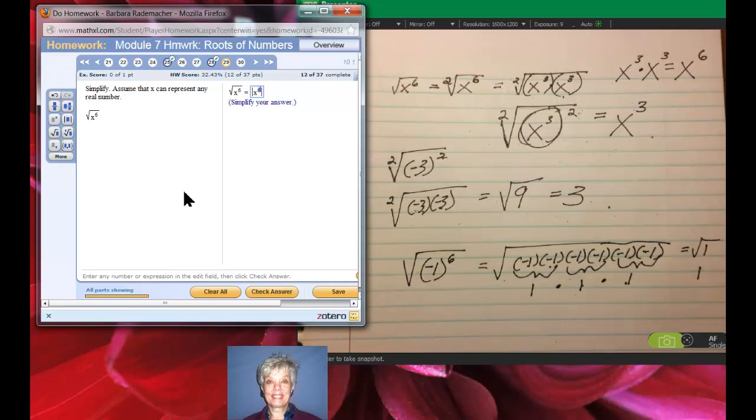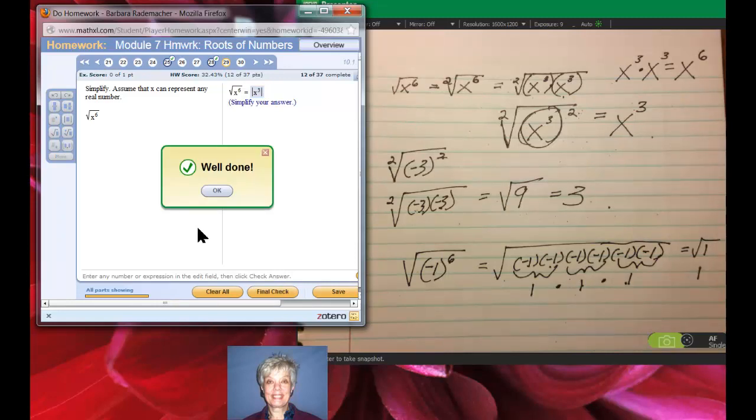Now it's 3. I finally made them happy. You see, a negative number raised to the 3rd power would still be negative. So this is our way of letting everybody know that we know that the answer is going to be positive.